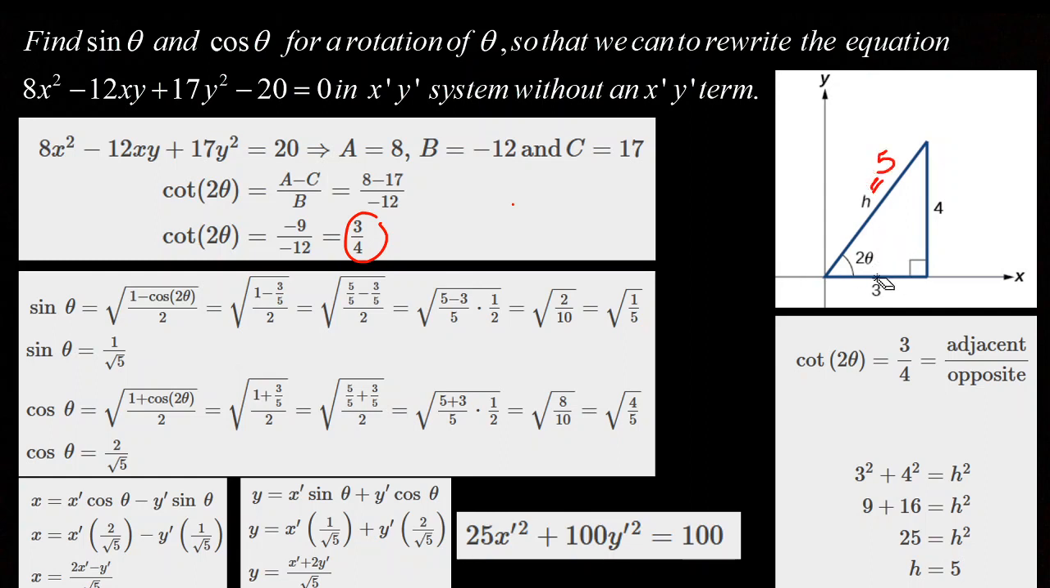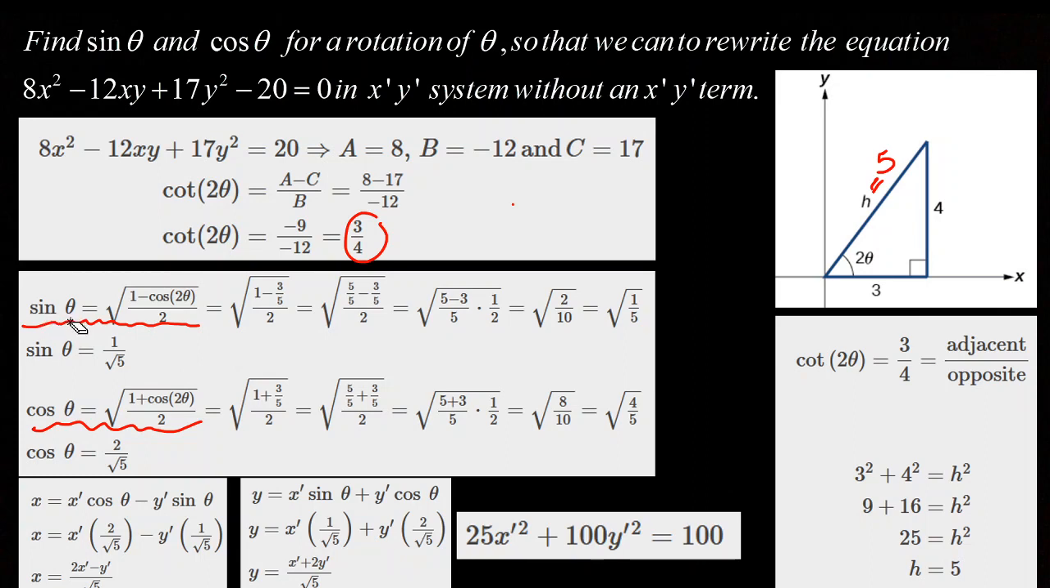So now we can easily see that sine of 2 theta is this over that. But we don't want sine of 2 theta, we want sine of theta. From trigonometric identities, we know there is a connection between sine and cosine, and cosine of 2 theta, half angle formulas, right?